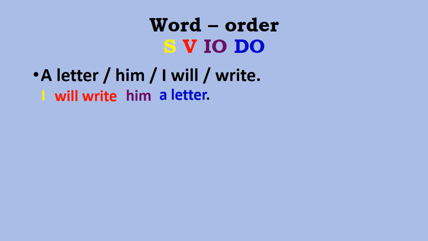If I have to write him later on, that is not possible, that will go wrong. It will go as I will write a letter to him. So there the preposition to is required. That is why we are following this sequence or this pattern when we are not using the preposition.